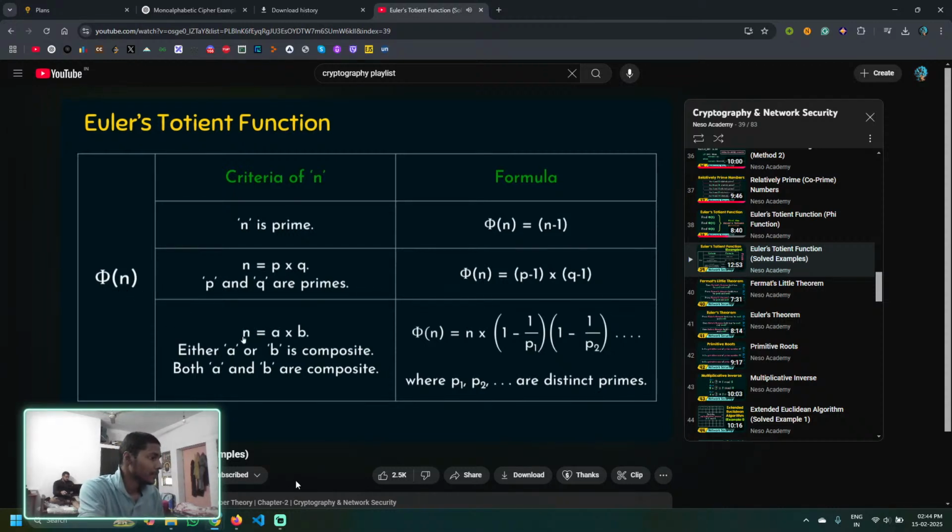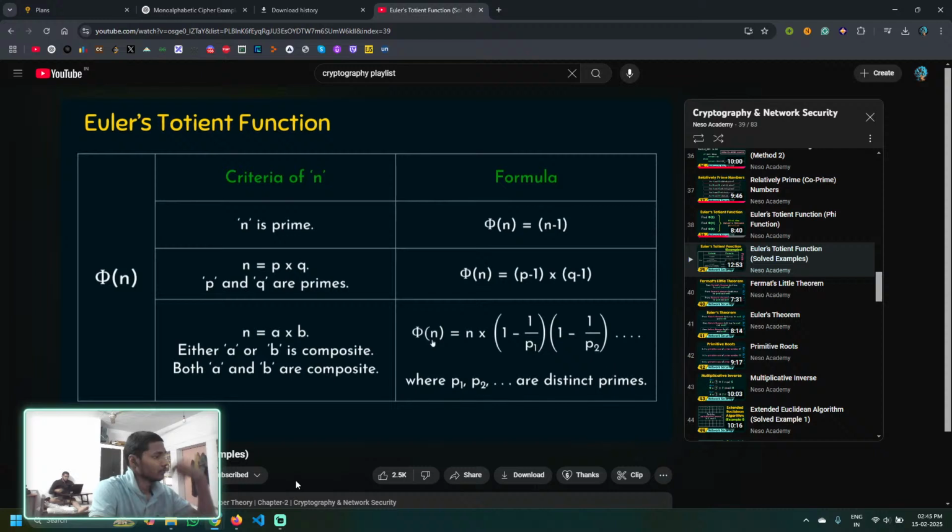The third scenario is where we have n, where this n is a product of two different numbers, but these two are not prime numbers. They are composite numbers. In other words, either a is a composite number, or b is a composite number, or both a and b are composite numbers. In the previous case, we had a composite number n, but still that composite number was a product of two different prime numbers. There are situations where this n is a composite number like the previous case, but this n is not a product of two different prime numbers. It is a product of two different composite numbers, or one composite number and one prime number, or both are composite numbers. In such a case, we need to have some formulas, right?